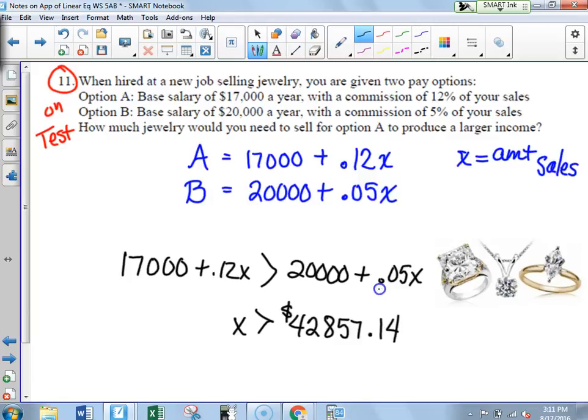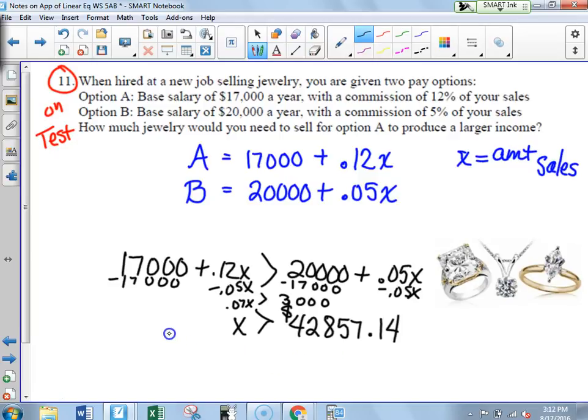Okay. Subtracted 0.05x from each side. So I got 0.07x, subtracted 17,000 from each side. Is the decimal in the wrong spot? Then 3,000 divided by 0.07. Did you get it now? Morgan, right? Okay. Sorry, I'm trying. I need to be practicing names.